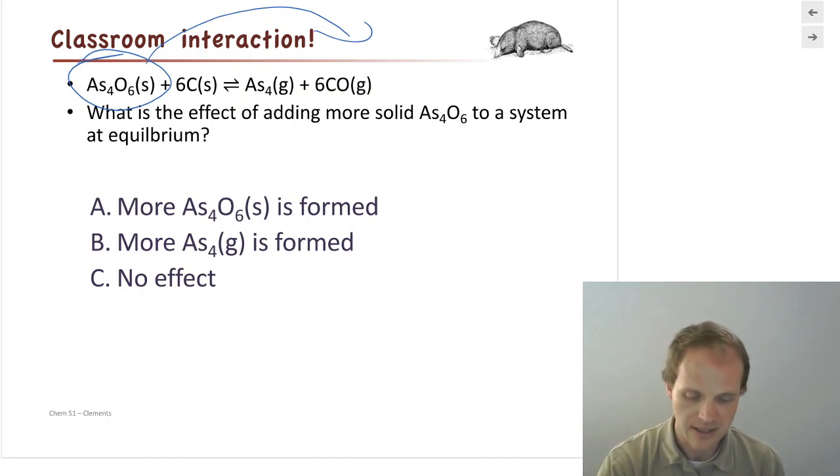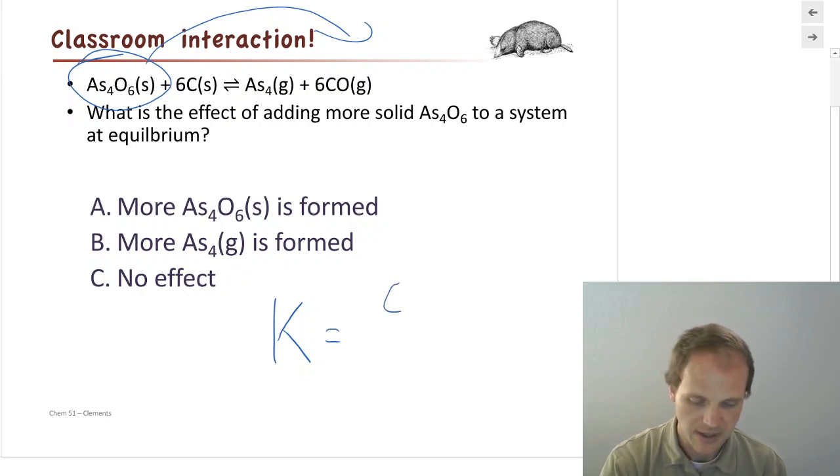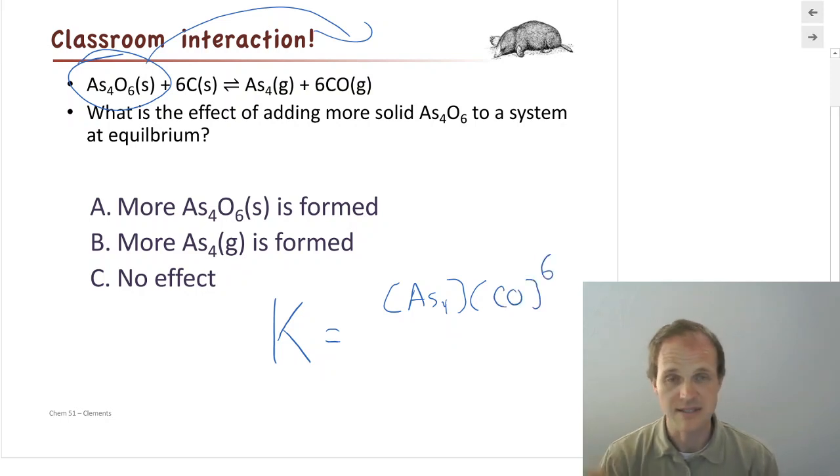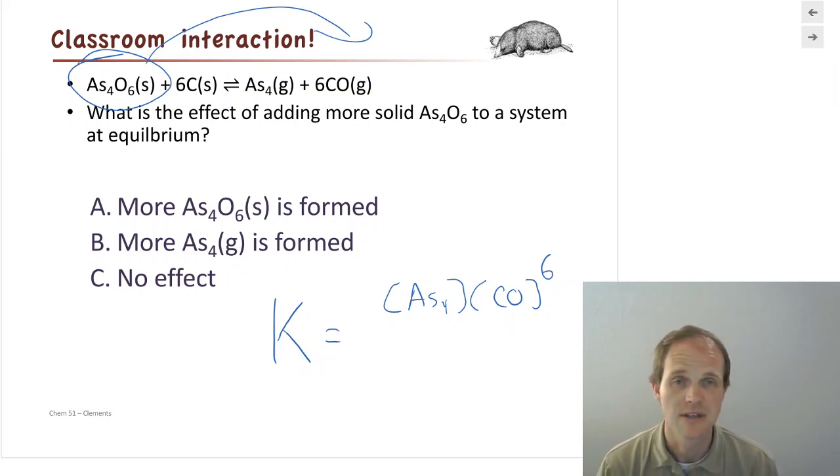But let's look back at our K expression. What's our K expression for this reaction? Well, it's going to be As4 to the first and CO to the sixth divided by what? A solid and a solid. Do those appear in our K expression? And the answer is no, they don't appear in our K expression because the concentration of a solid is constant. The amount isn't constant, but the concentration is constant. And so they don't appear in our K expression.